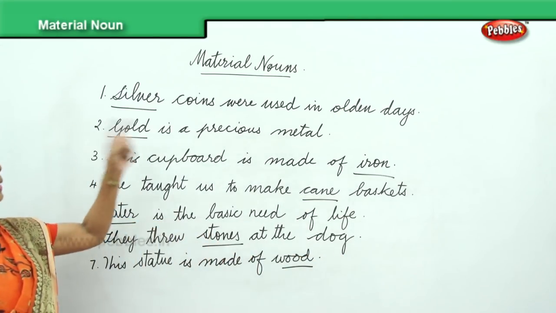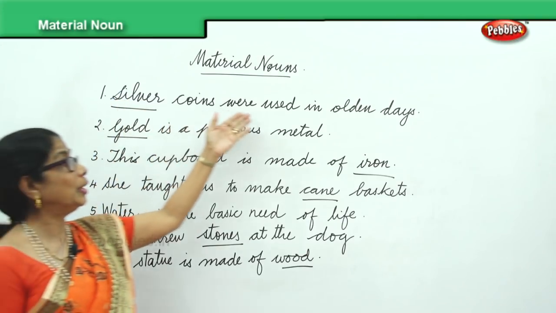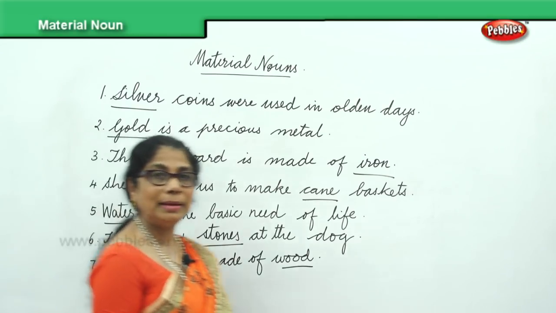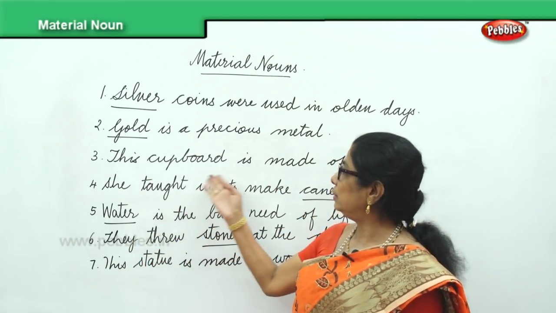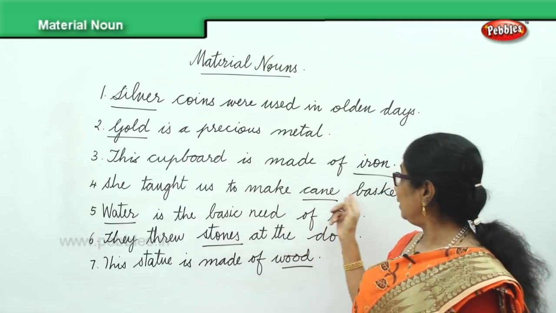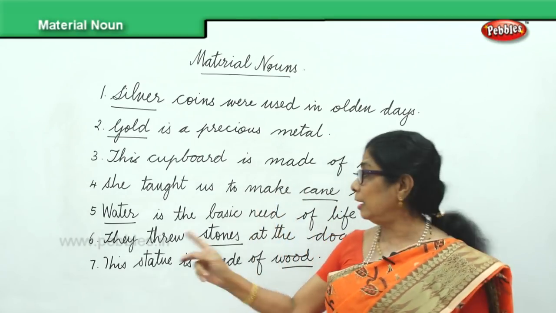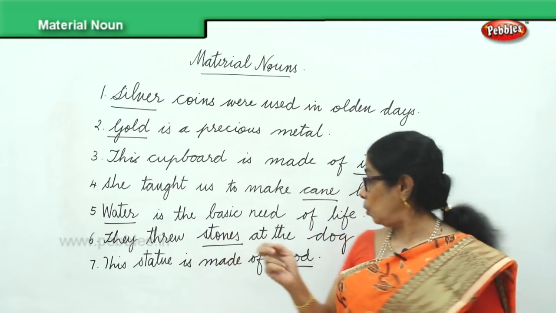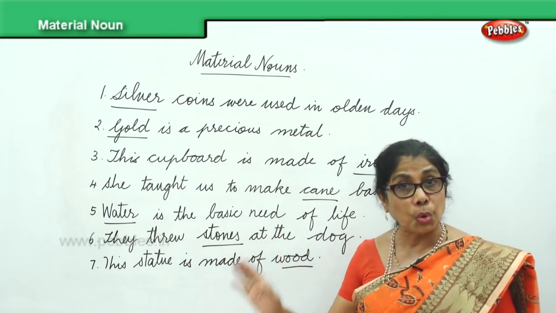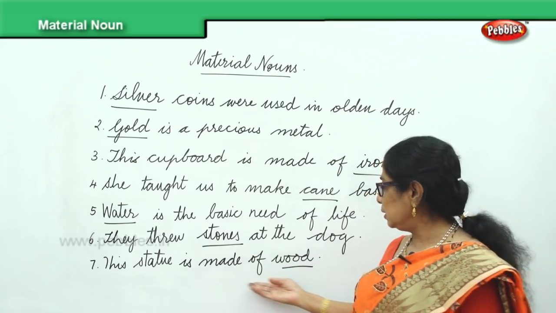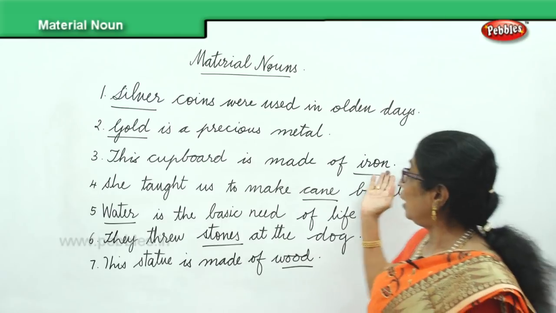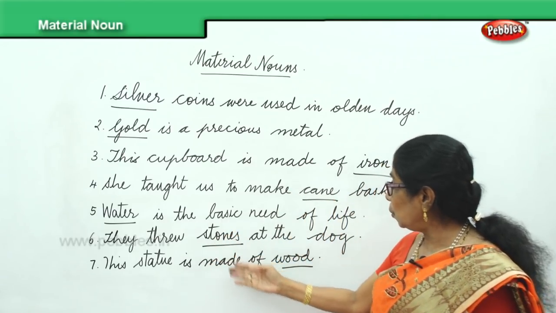Look at the sentences here. Silver coins were used in olden days. Silver is a material noun. Gold is a precious metal. Gold is a material noun. This cupboard is made of iron. Iron is a material noun. She taught us to make cane baskets. Cane is a material noun. Water is the basic need of life. Water is a material noun. They threw stones at the dog. Stones, material noun. The statue is made of wood. Wood is a material noun. So you have silver, gold, iron, cane, water, stones, wood.